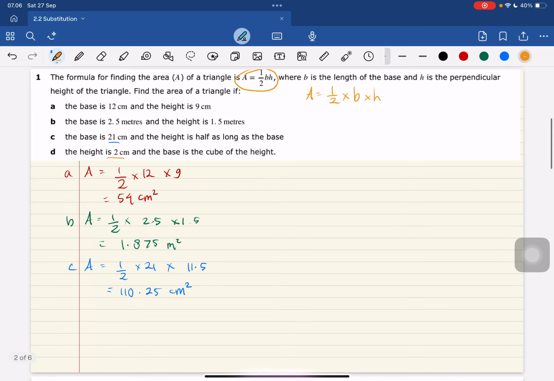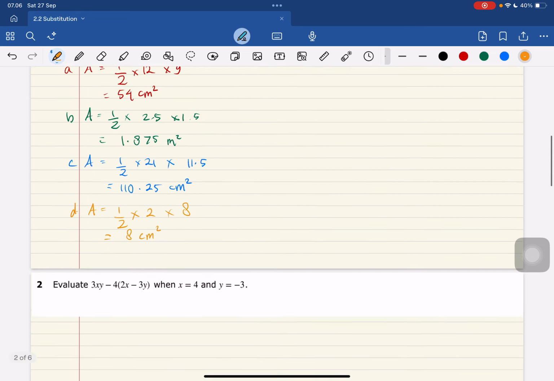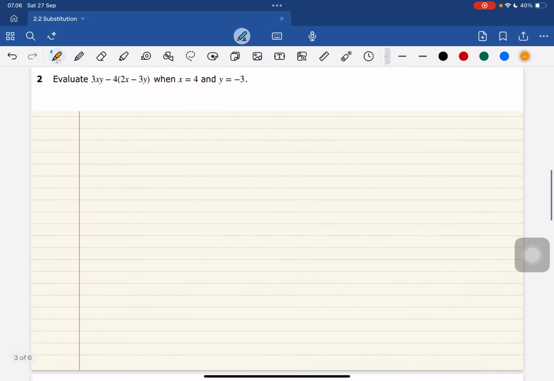Next, the height is 2 meters and the base is the cube of the height. So the cube of the height, so 2 cubed is 8. Okay, so let's make A equal to 1 over 2 times 2 and then multiplied by 8. So this will give us the answer of 8 centimeters squared.